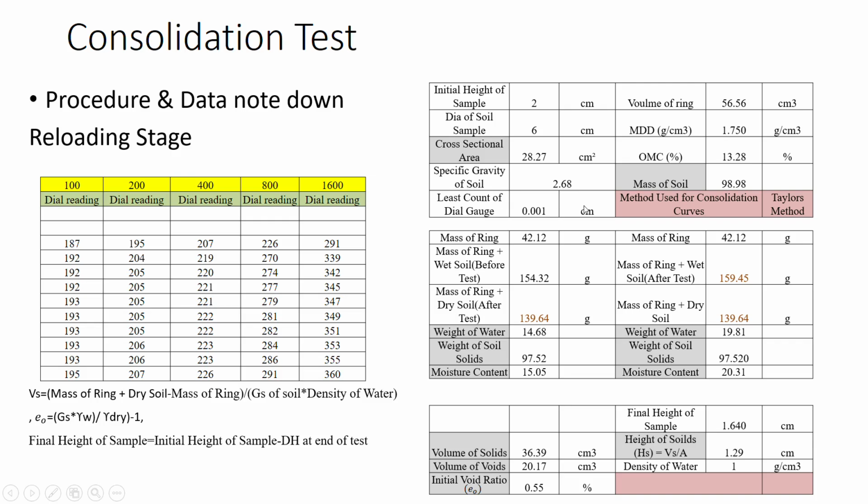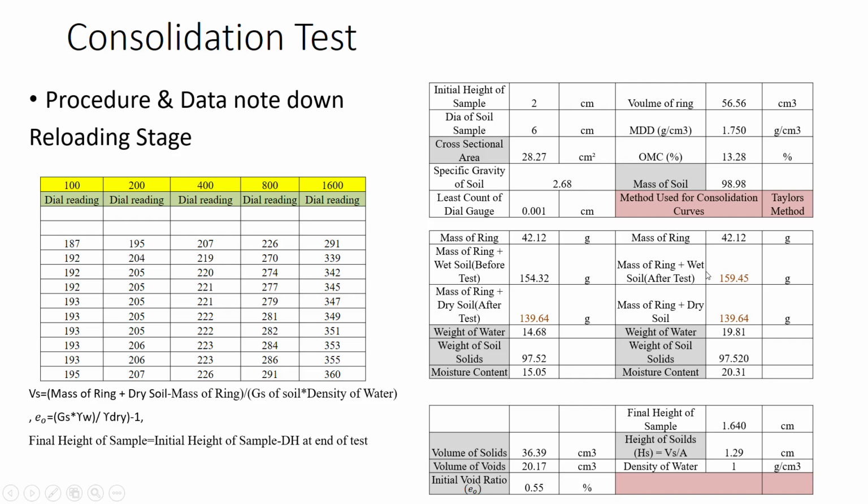This is the dial gauge reading. These are all the readings. Note down the mass of the ring plus the wet soil. It is basically obtained after the test. You need to weigh it, and this is basically the wet weight of the sample. After the test, as you remove the sample from the odometer ring, you need to weigh it.